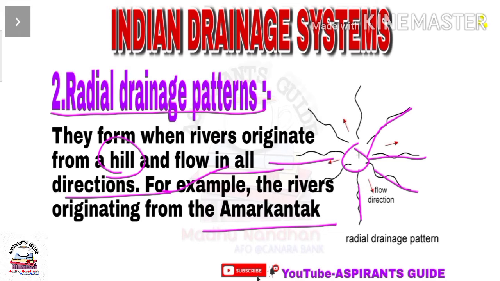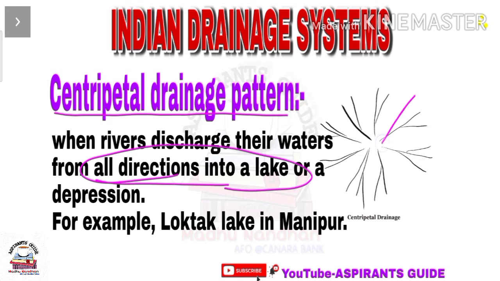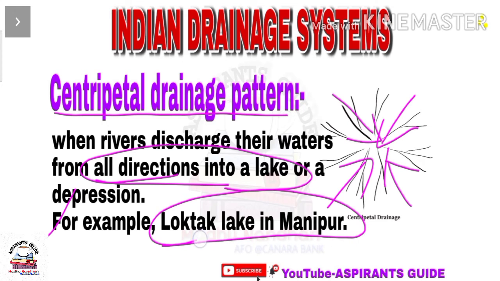Okay, now let us see about centripetal drainage pattern. Here the river discharges their water from all directions into a single point, such as lake or a depression. And if you see the diagram for centripetal drainage pattern, here the water is arising from all directions and then depositing or discharging into a single point. And the example for centripetal drainage pattern is Loktak Lake in Manipur.